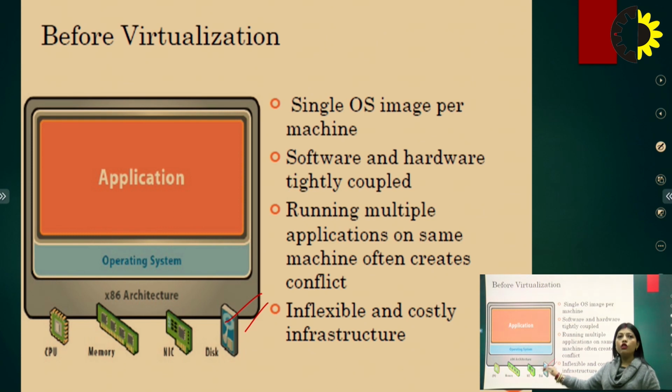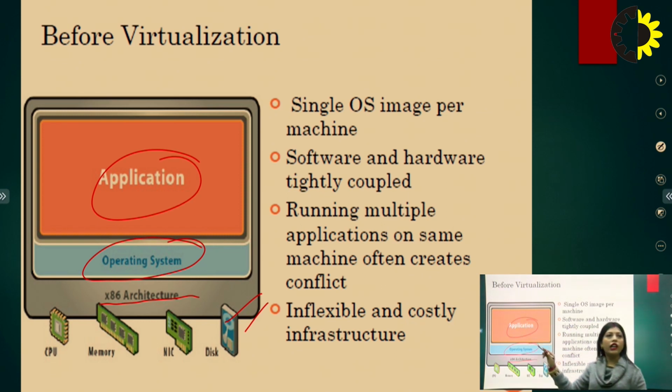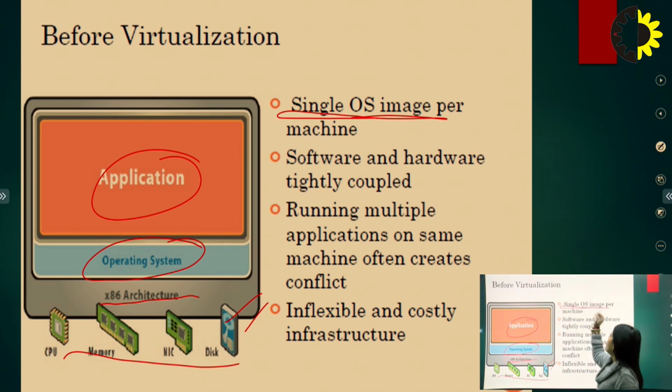This is the architecture before virtualization. In this diagram, you can see there is only one operating system on the x86 architecture, and only one application running on that operating system, along with hardware like CPU, memory, network interface card, and disk. There is only a single operating system per machine, software and hardware are tightly coupled, and running multiple applications on the same machine often creates conflicts.